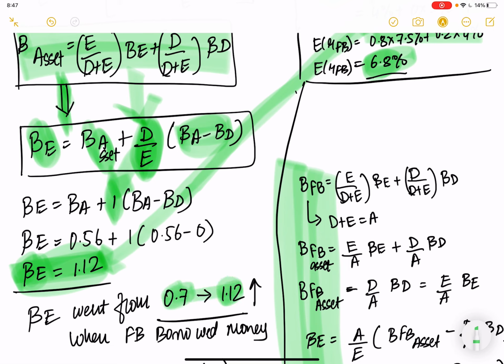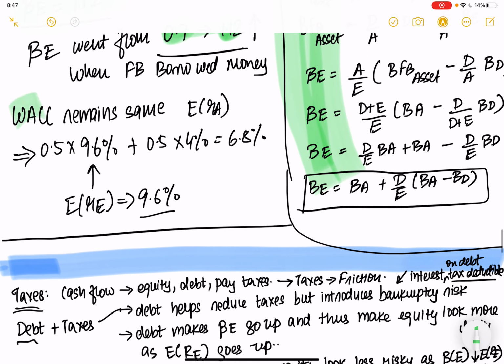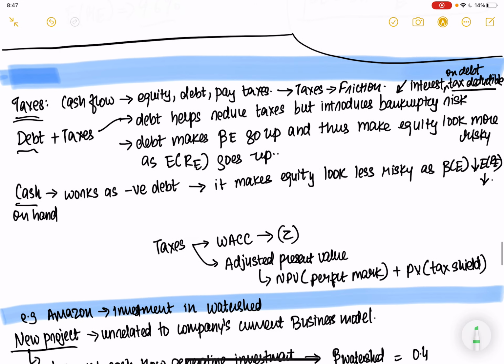So if you borrow more money, it doesn't come cheap. The return expectation from equity goes up. So that's the key insight. Although the weighted average cost of capital remains the same, which we can imagine because it just shifts the weight from debt to equity. And the other interesting part is taxes, which we saw earlier, right? Taxes are an important part.